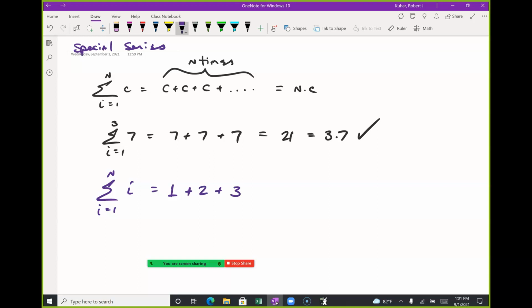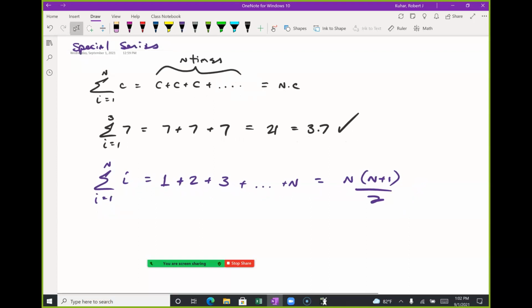1 plus 2 plus 3 plus, I'm adding up the indices, right? Plus dot, dot, dot. In fact, my last number is n. And what do I get? I get n times n plus 1 all over 2. What? That's crazy. You're kidding me. No, it's true. And this one I'm going to prove to you today. So we've got 4 of them that we're going to use.